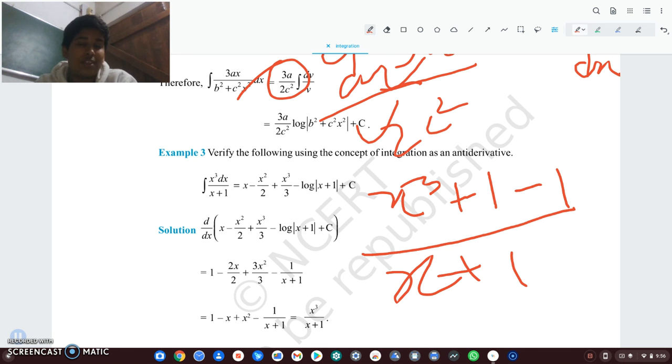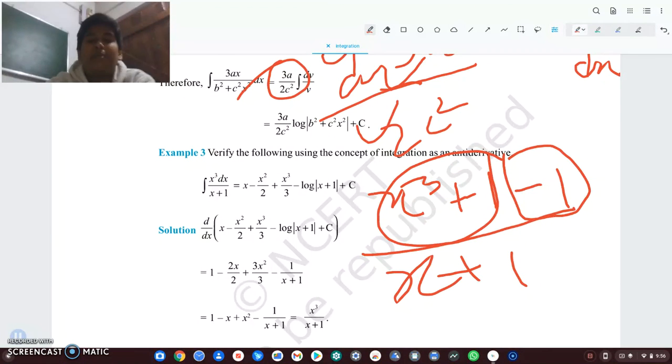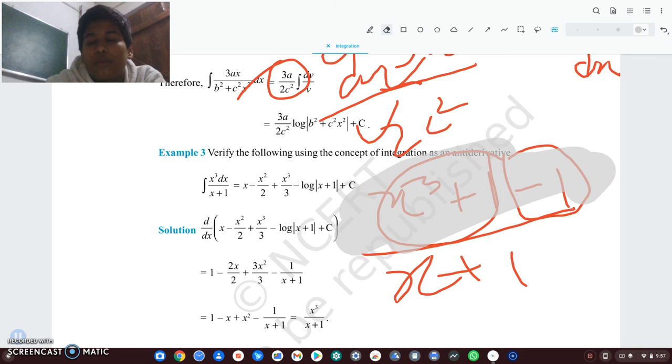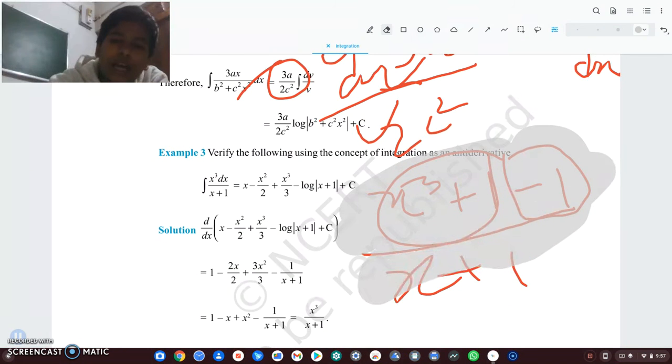Now I would remove the numerator, and I can separate x cube plus 1 and minus 1. As I can add plus 1 minus 1, since plus 1 minus 1 is 0, now comes x cube plus 1 upon x plus 1. So what would be x cube plus 1 upon x plus 1? Can we think of how to calculate x cube plus 1 divided by x plus 1?